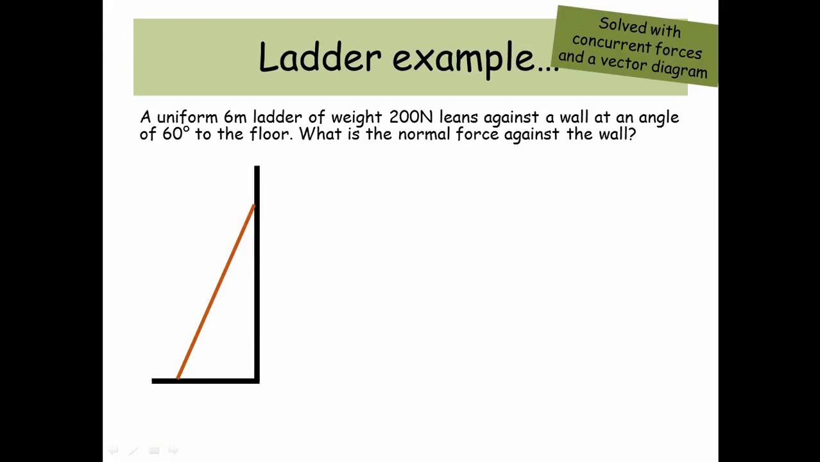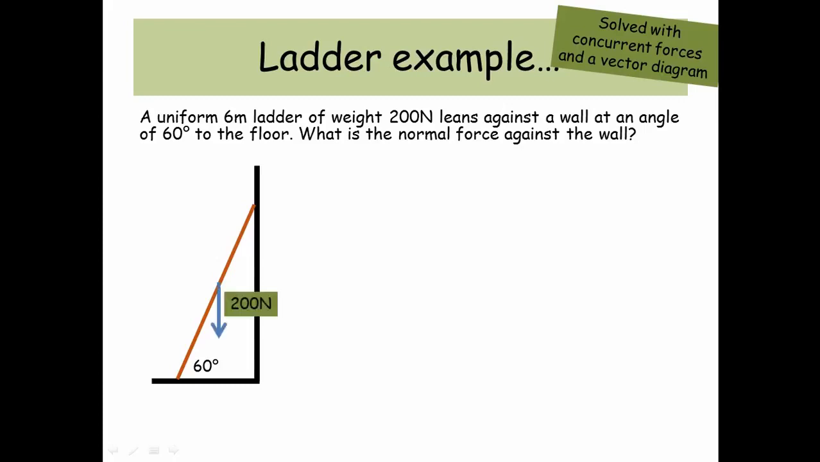Ladder example, solved with concurrent forces in a vector diagram. A uniform 6-meter ladder of weight 200 newtons leans against a wall at an angle of 60 degrees to the floor. What is the normal force acting against the wall? Okay, so it's 60 degrees, the ladder.